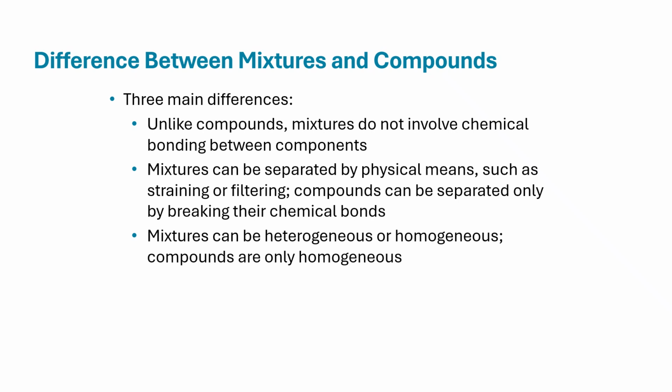All right, what's the difference between mixtures and compounds? There are three main differences. Unlike compounds, mixtures do not involve chemical bonding between components. Mixtures can be separated by physical means, such as straining or filtering. Compounds can be separated only by breaking their chemical bonds. Mixtures can be heterogeneous or homogeneous. Compounds are only homogeneous.